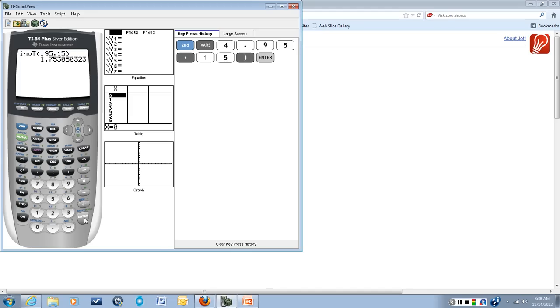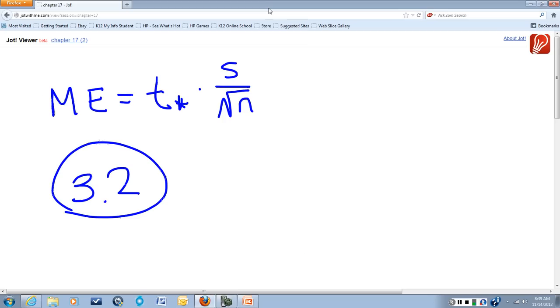Now you could, if you wanted to, round this to three decimal places, or we could just go ahead and use it as is by now multiplying by s, our sample standard deviation, which is 7.4, divided by the square root of n, and our n is 16. When we hit enter, we see that we get 3.2 when we round that to one decimal place.